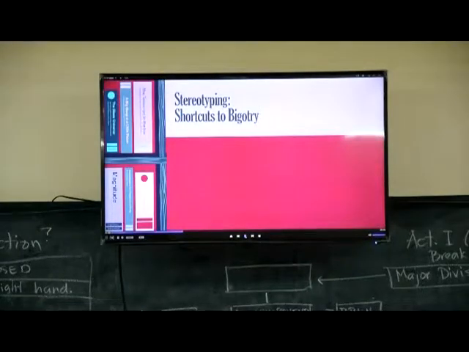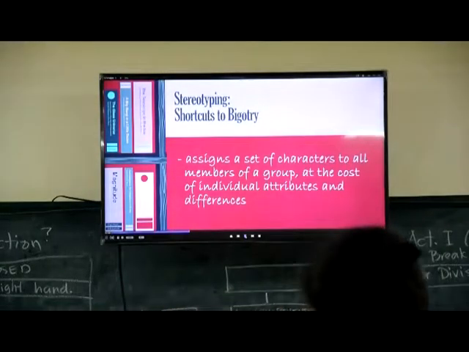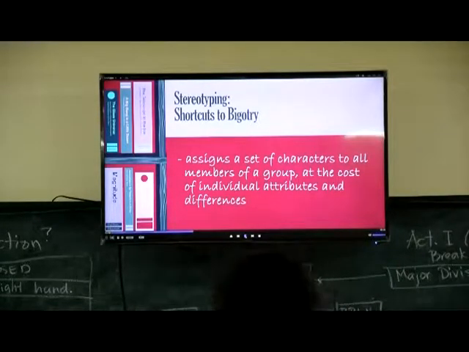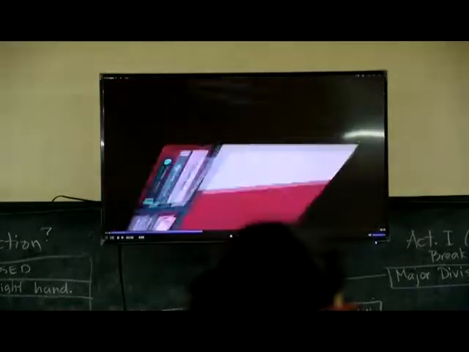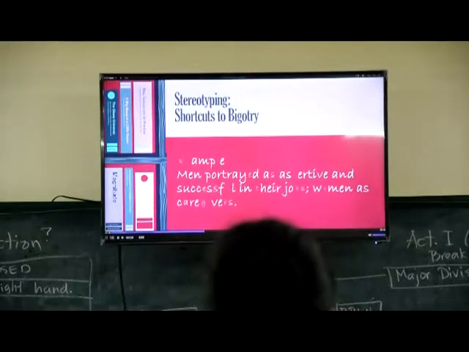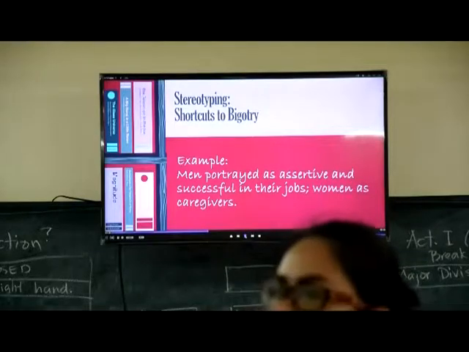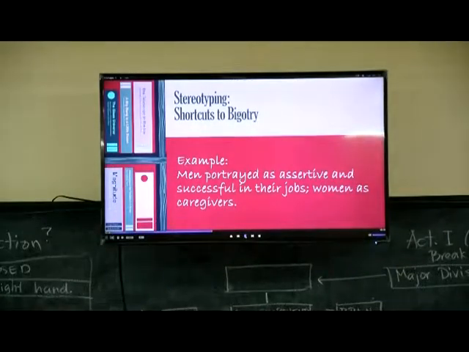Stereotyping, shortcuts to bigotry. Perhaps the most familiar form of bias is the stereotype, which assigns a rigid set of characteristics to all members of a group, at the cost of individual attributes and differences. While stereotypes can be positive, they are most often negative. Some typical stereotypes include men portrayed as assertive and successful in their jobs, but rarely discussed as husbands or fathers, and women as caregivers.